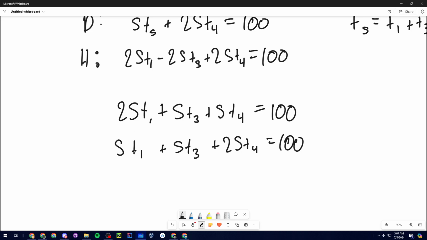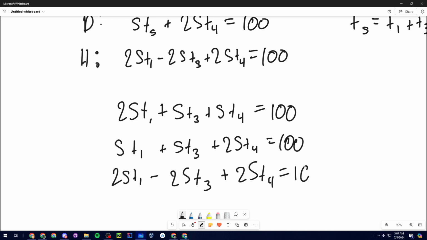And then I don't even have to substitute for the last equation because 25T1 minus 25T3 plus 25T4 is all equal to 100. Now we have 3 equations and 3 unknowns. So now it's just as easy as solving the system of equations. And we're going to do one more thing. I'm just going to divide everything by 5.